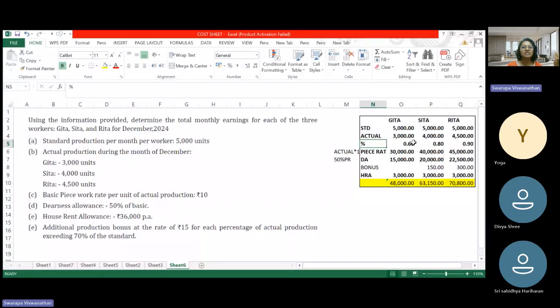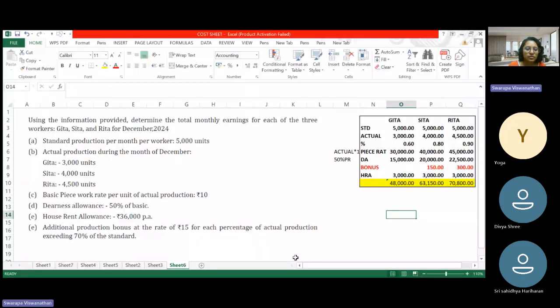So in the first case, only 60% efficiency, bonus is 0. For Sita, 80% is the efficiency, which is 10% above 70%. So the difference is 10%, so 10 into 15, 150. For Rita, it will be 20 into 15, which is 300. This will be the bonus that will be paid. Once you add all the costs, we will get the total labor cost, or the total labor payment to be made for Geeta, Sita and Rita.